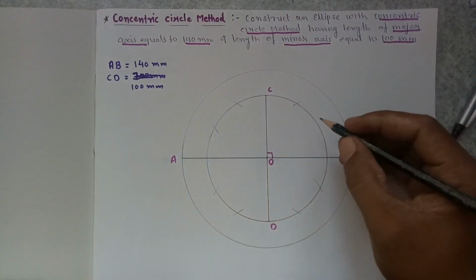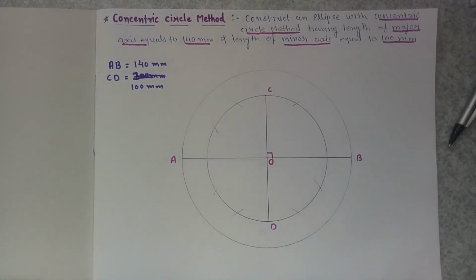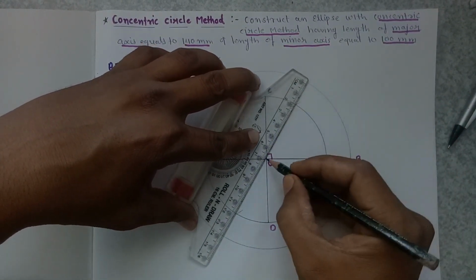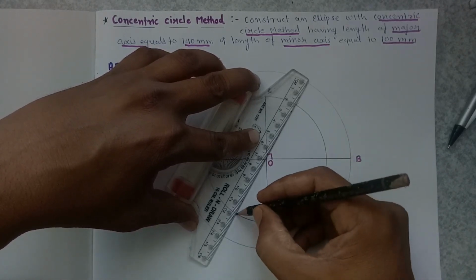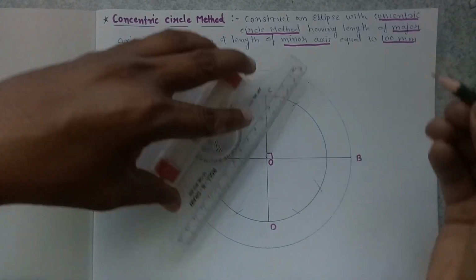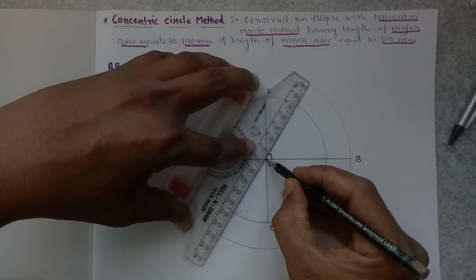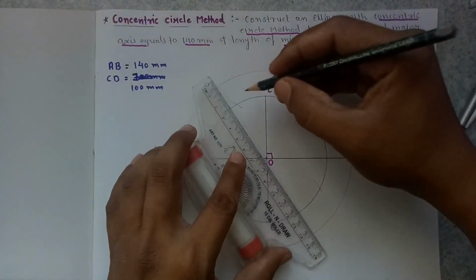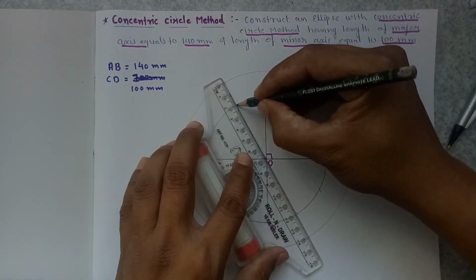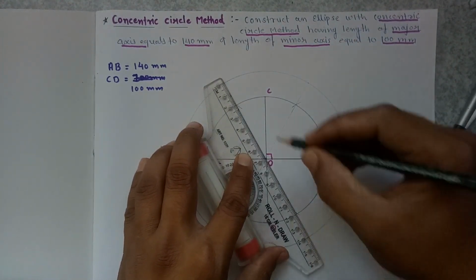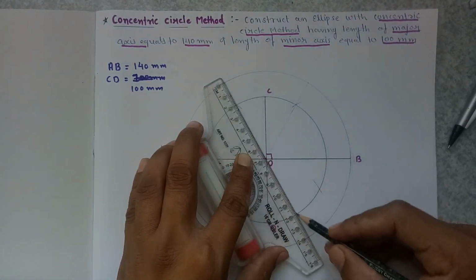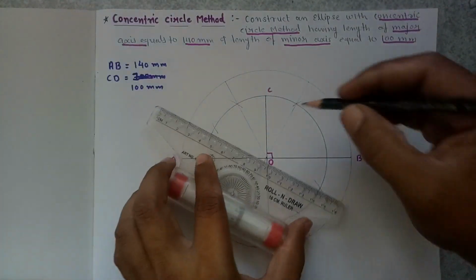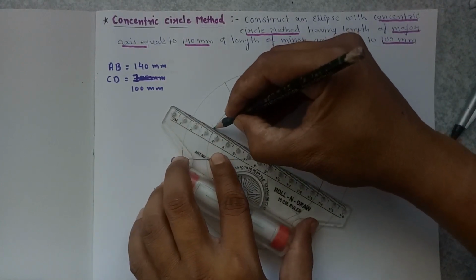Now using these points, divide the outside circle into 12 equal parts also. Like this. Join the opposite points and extend the line up to the greater circle. It will divide the outside circle into 12 equal parts also.